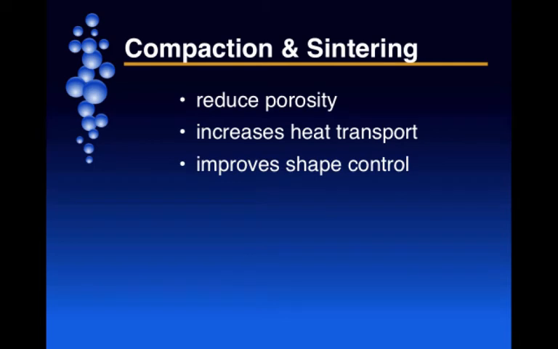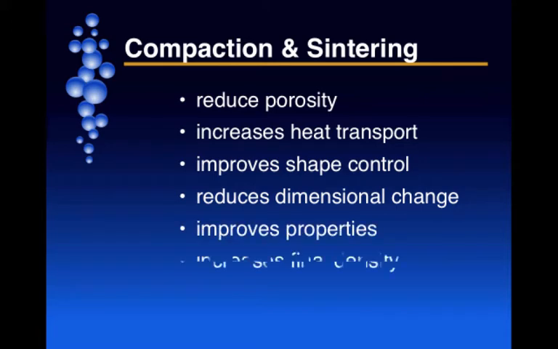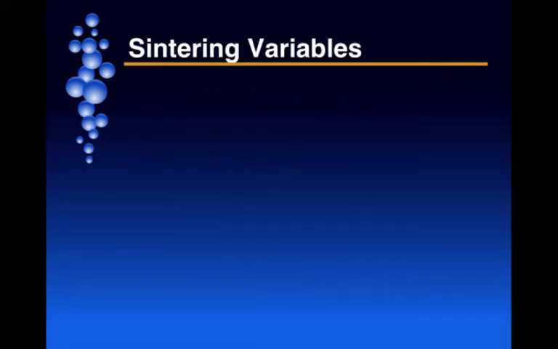providing pressure from different directions, especially in a mold, provides shape control. So hot pressing, for instance. You can also reduce dimensional change. You can improve properties, and you can increase the final density by promoting plastic flow and so on.